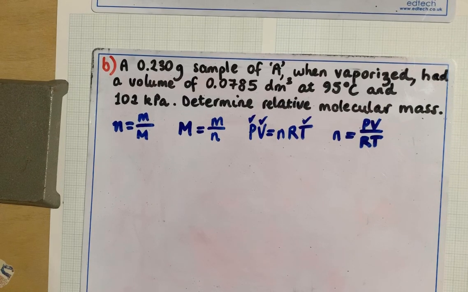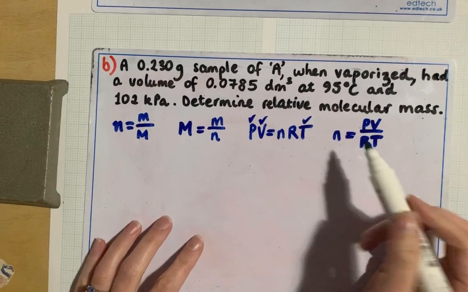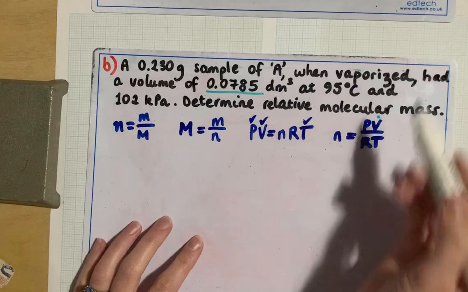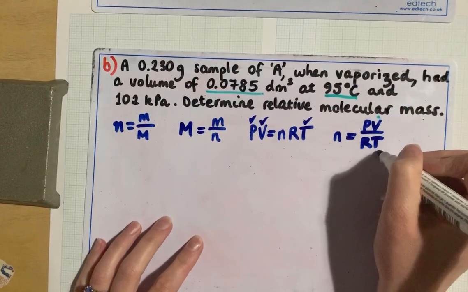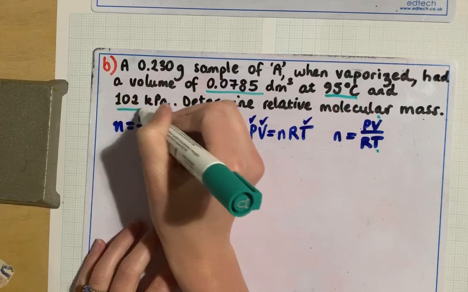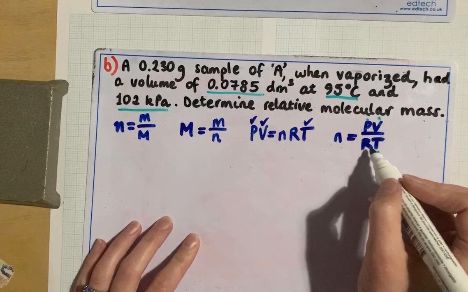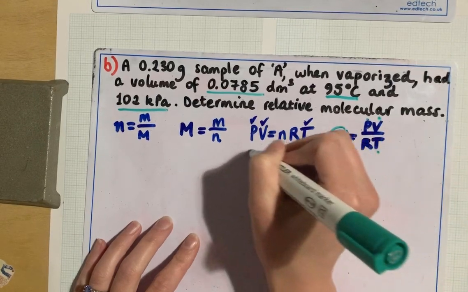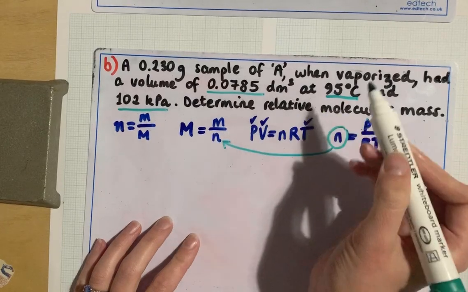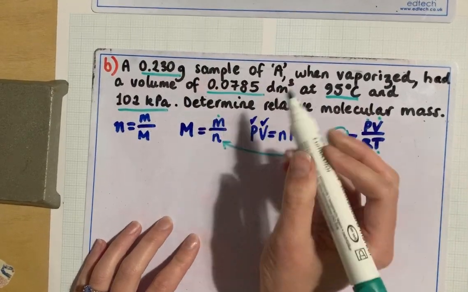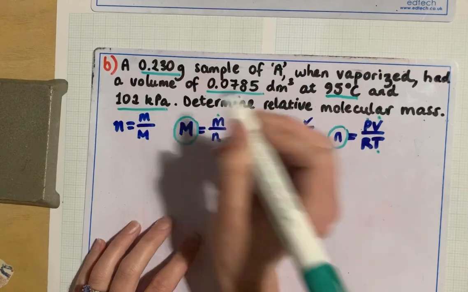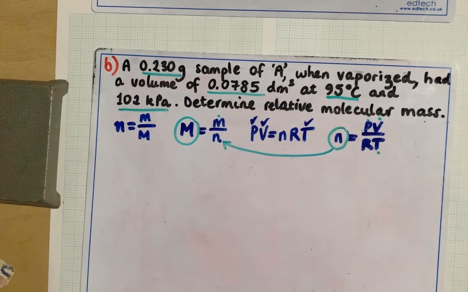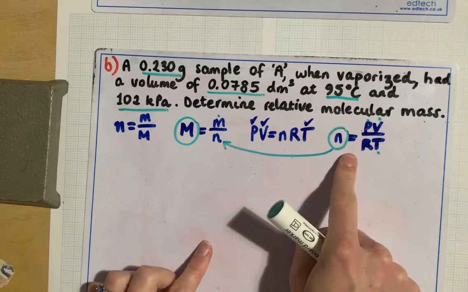Okay, so we're going to work back through this. We're going to take our volume there, and we're going to take our temperature, convert to Kelvin. We've got our pressure. We're going to solve for moles, and then we're going to use moles over here with our mass to solve for our molecular mass, which is the whole point of our question. Okay, so let's start with this equation here.